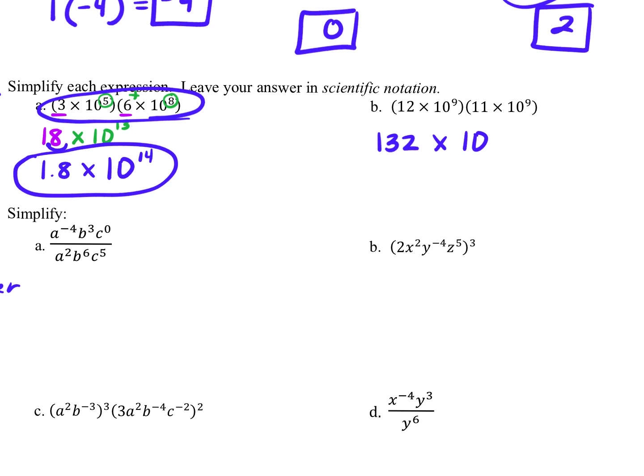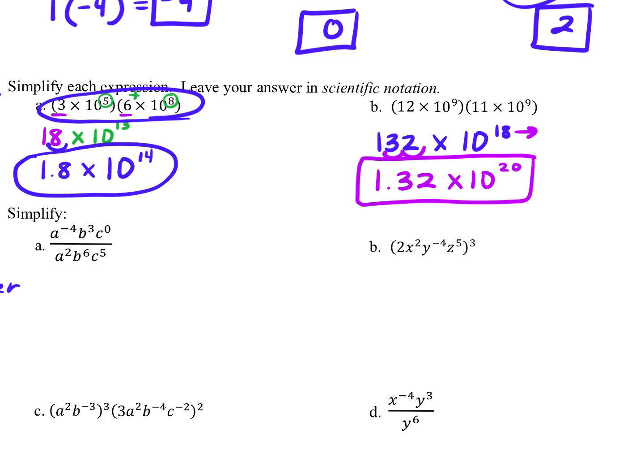Now you may go. Okay, so 132 times 10 to what power? The 18th. Okay. 9 plus 9. You're adding those together. That's not your final answer. What's your final answer? 1.32. So we moved 2 to the left, so you need to move this 2 to the right on a number line. So 2 bigger: times 10 to the 20th. That is scientific notation. Okay? Questions on that?